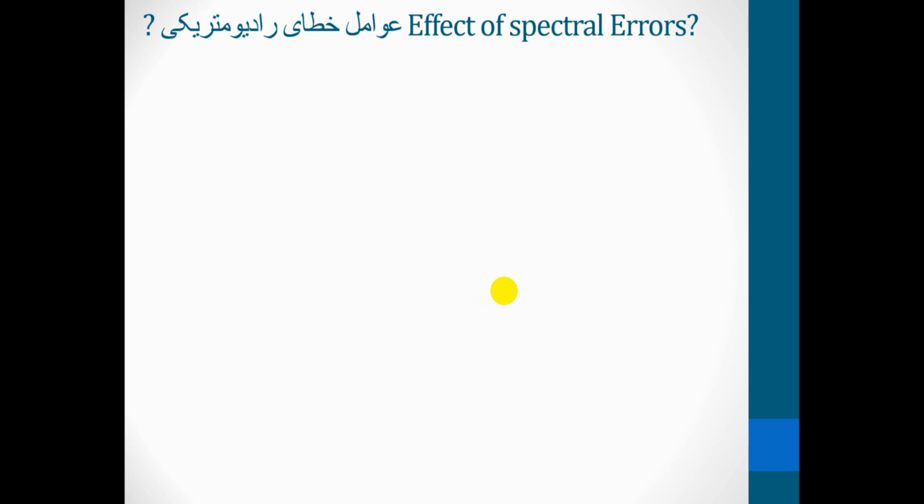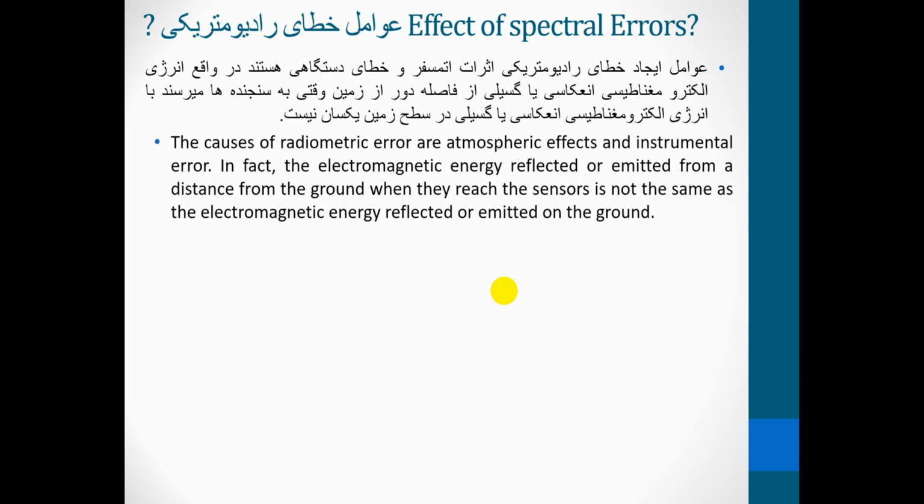Here is one question that all scientific persons think: what is the effect of spectral errors, or we can say, what are the effects of radiometric errors? The causes of radiometric error are atmospheric effect and instrumental error. In effect, the electromagnetic energy reflected or emitted from a distance, when read by the sensors, is not the same as the electromagnetic energy reflected or emitted on the ground.